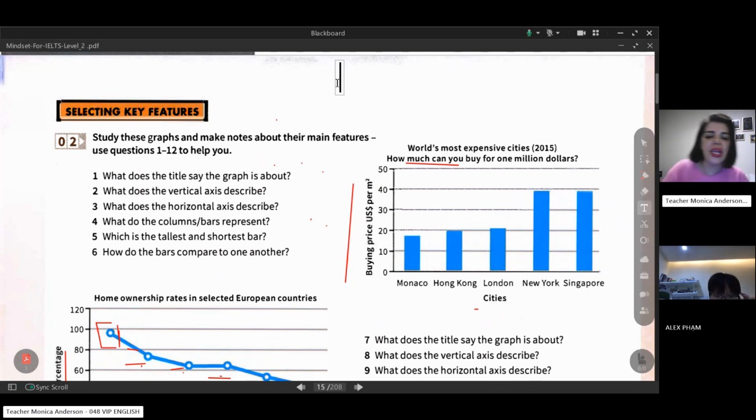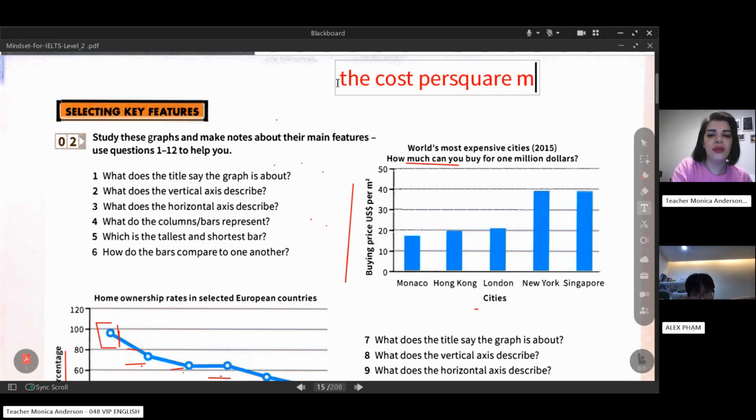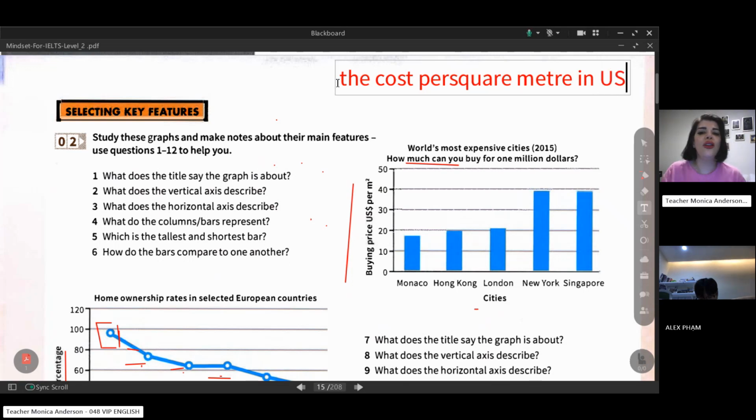And we can say the cost per square meter in US dollars. So in US dollars. And how about the horizontal axis? The cities.